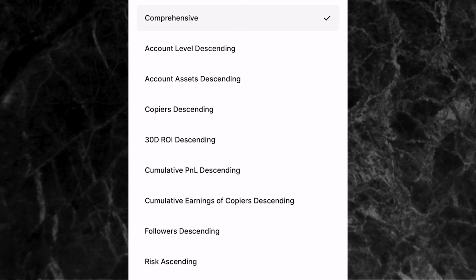I hope you understand. Now, the next category will be 30-day ROI. Now, this means that if I'm picking this category, I'll be seeing the trader with the highest amount of ROI in the last 30 days.